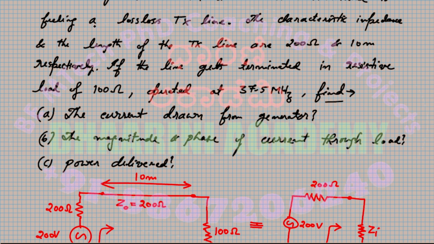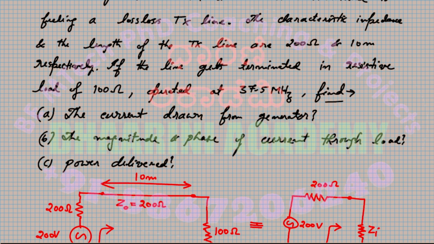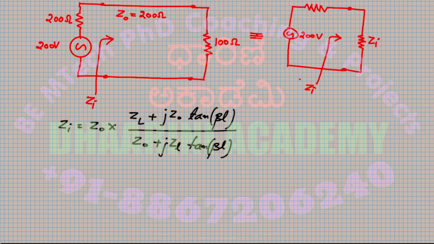Okay, you see, it's a lossless transmission. So because of that, you can directly upgrade your equation to this directly. Okay, right, fine. So I think all the values are given.